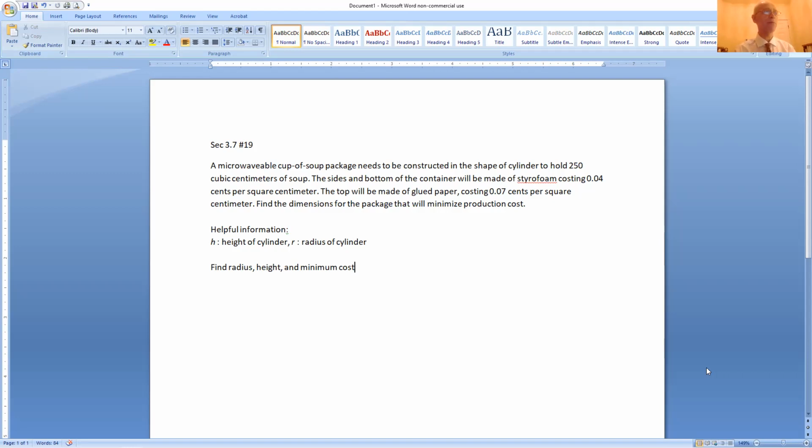Find the dimensions for the package that will minimize producing cost. So we are supposed to find the radius, the height, and the minimum cost. So the radius and the height such that the cost is minimum. And of course, our constraint in this case is that the volume is 250 cubic centimeters. So I'm going to go ahead and stop sharing my screen.